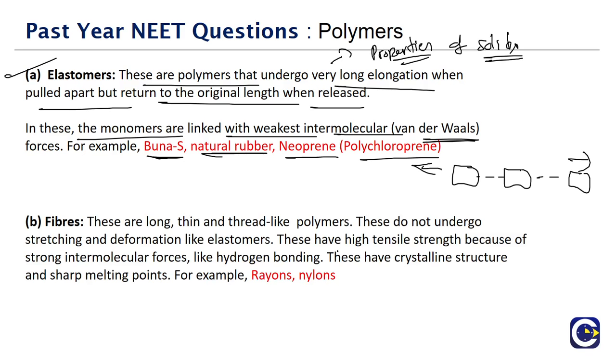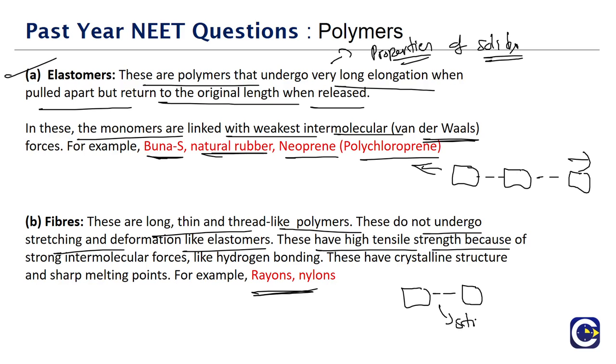The second category is fibers. They are typically the rayons and nylons. They are very long, thin, thread-like polymers. They usually don't undergo stretching or deformation. Like nylon ropes, if you consider, they won't get elongated easily. And they will have high tensile strength because they will have strong intermolecular forces. The intermolecular forces will be what? Strong. Like the intermolecular forces can be hydrogen bonding, etc. And they will also have crystalline structure with sharp melting points, because generally when a solid has crystalline structure, the melting points will be sharp. Amorphous means the melting points will be staggered. The examples of the fibers are what? Rayons and nylons.